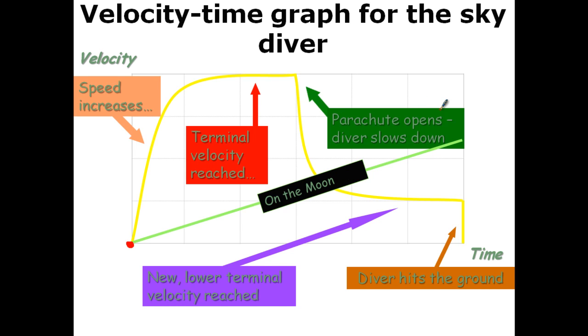Now on the moon, this wouldn't look like this. His speed would just increase and increase forever because there's no air, so there's no air resistance, so he never slows down. Even if he opens a parachute, it's not going to do anything. He's just still going to speed up. Luckily, though, gravity is a lot smaller on the moon, so he doesn't quite reach the same speeds he would on Earth.